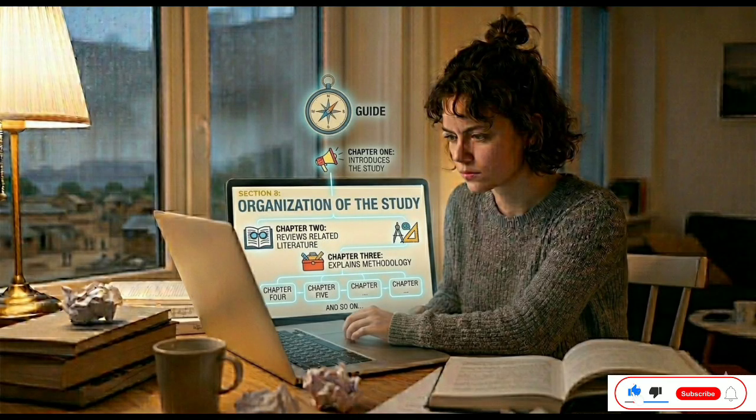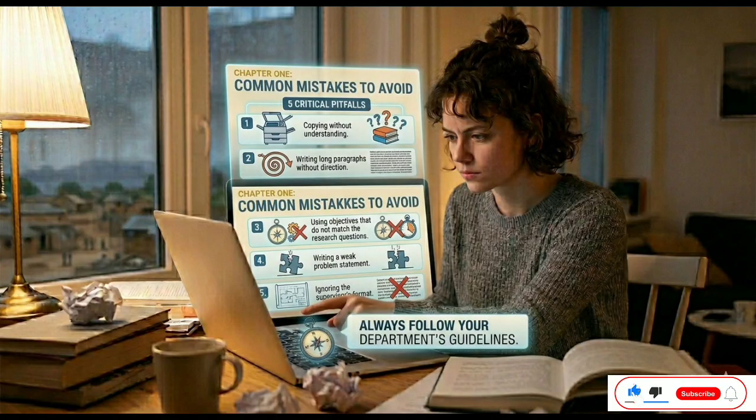Section 8, Organization of the Study. Some schools require this section. Here, you briefly explain what each chapter contains. For example, Chapter 1 introduces the study. Chapter 2 reviews related literature. Chapter 3 explains the methodology. And so on.